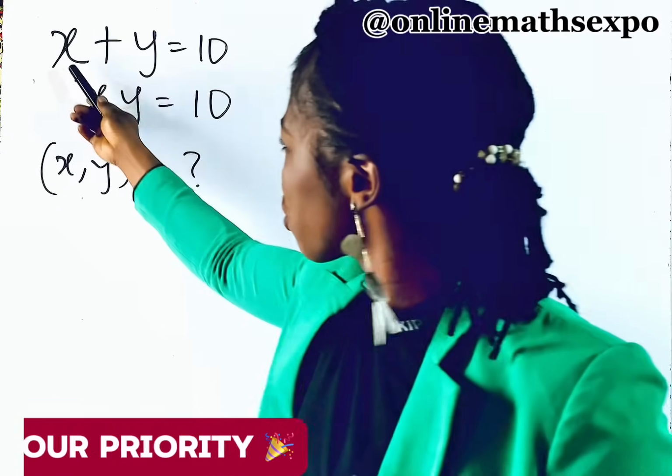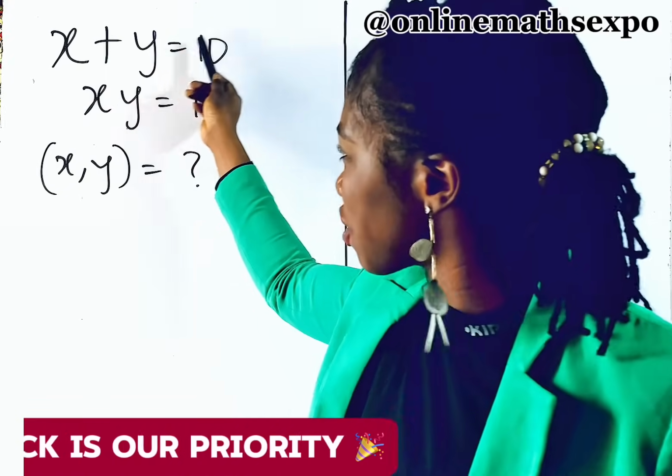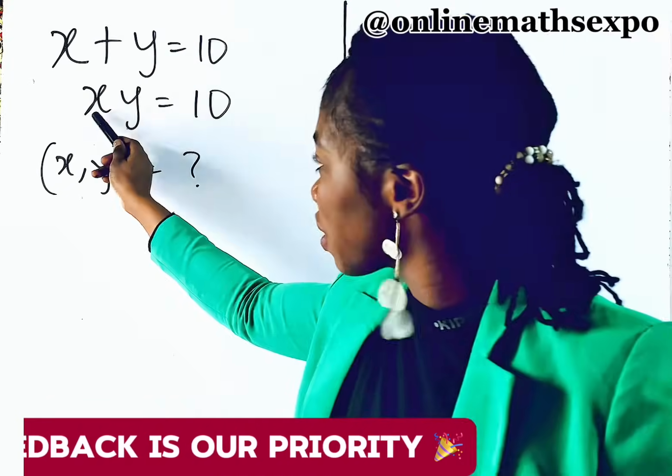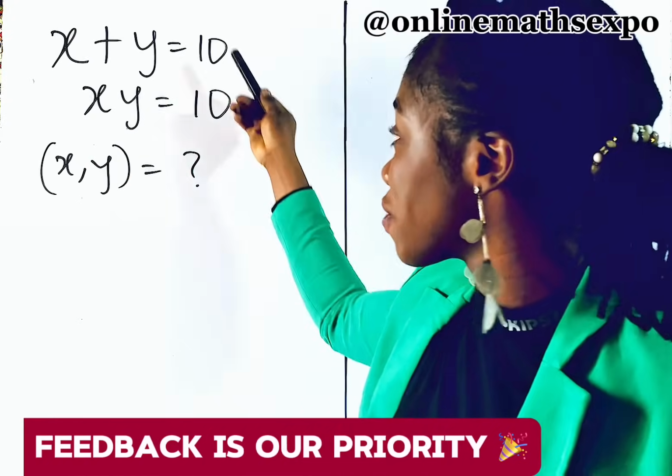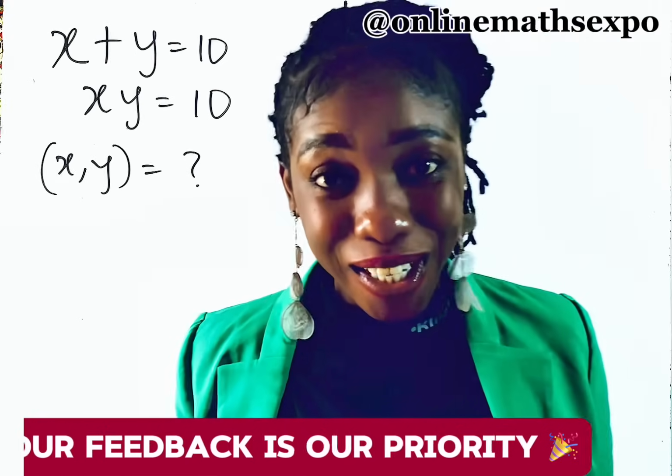You are asked, what two different numbers can you add to give you 10? And when you multiply those two different numbers, it still gives you back 10. Is it something you can do?